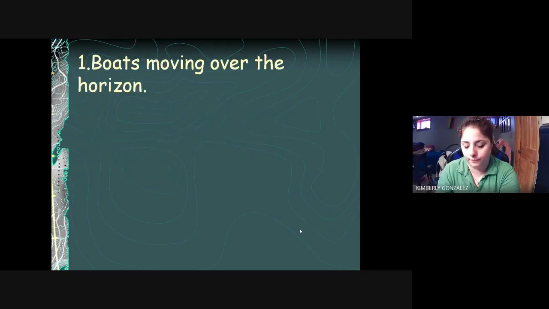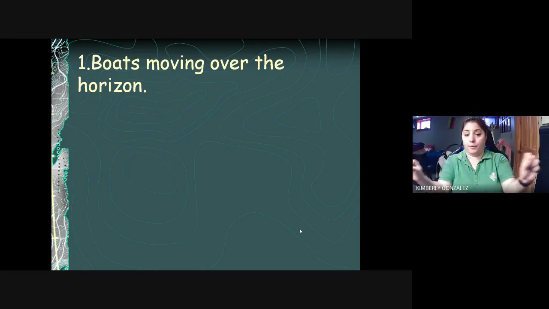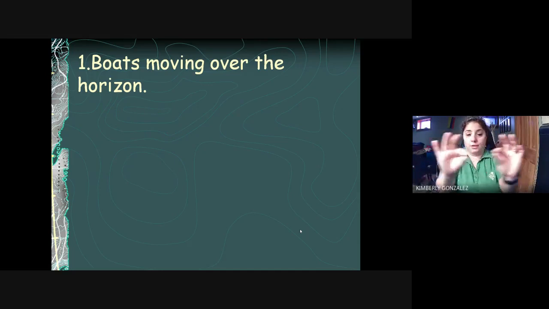Number 1, boats as they move over the horizon, okay? Now, if you're standing at the beach or pretty much anywhere near a body of water where you can actually see a coloring distinguishing difference, right? If you look all the way out, you're going to see the sky meet the ocean, and there's that separation, that interface, right?